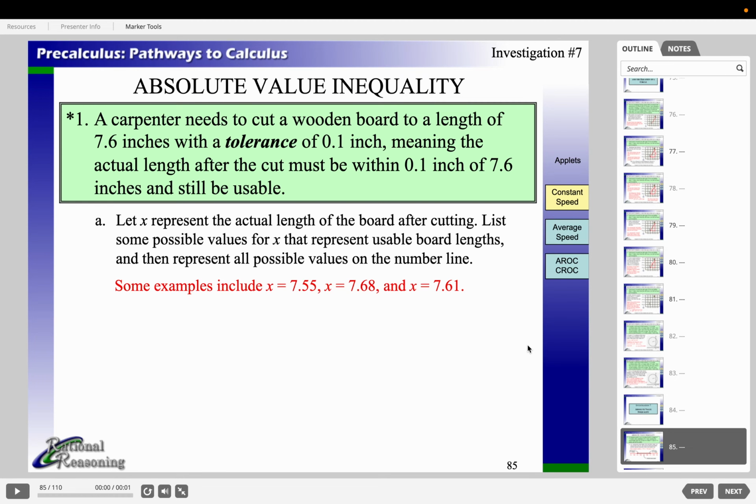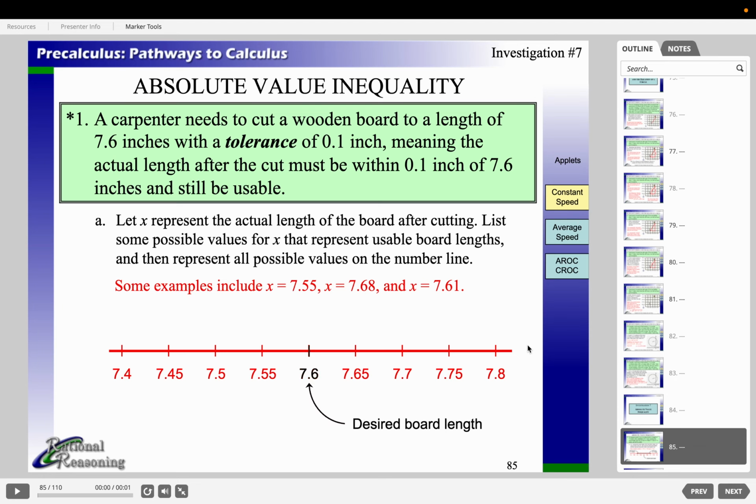Some examples of things that fit within this range: 7.6 inches is the ideal or the goal. I could be a little bit smaller or a little bit larger, so 7.55, 7.68, 7.61, those are all fine. Boards that came out to be that length would be usable. Things like 7.72, not so good. That's a little bit too long. Or 7.49, a little bit too short. There'd be too much of a gap when we try to construct this. So we have a range of acceptable numbers that would be ideally exactly 7.6.